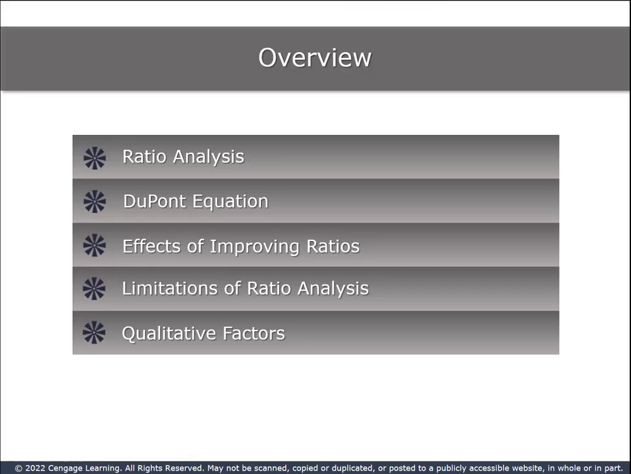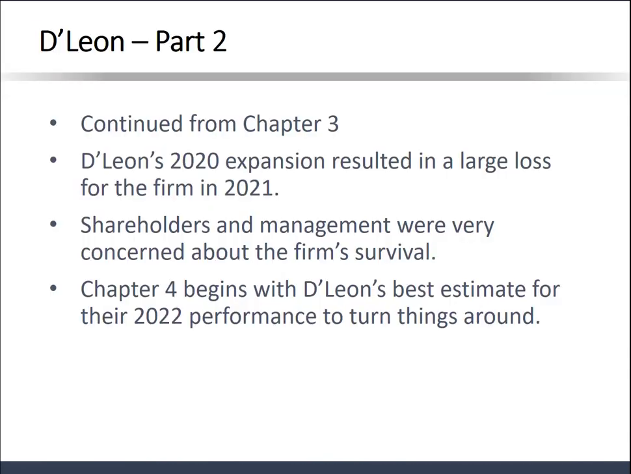In Chapter 4, we continue our review of basic accounting, looking at using the financial statement data for analysis. Ratio analysis, the DuPont equation, the effect of improving ratios, limitations of ratio analysis, and looking at some qualitative factors. We're also continuing with DeLeon, the Florida nut people, who expanded in 2020.